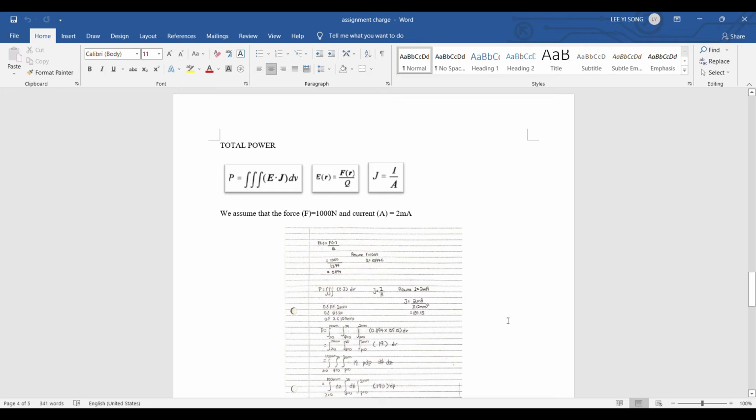Hello, my name is Lee Song. I will explain the calculation of total power. This is the formula that we need to calculate the total power. We assume that the force is 1000 Newton and the current is 2 milliampere.